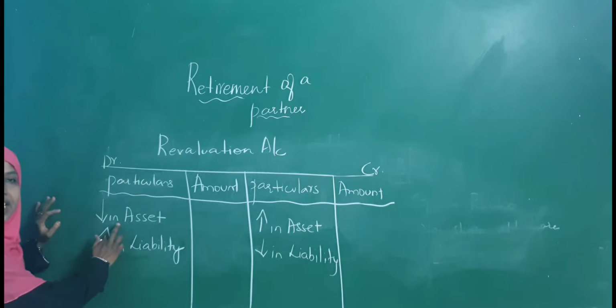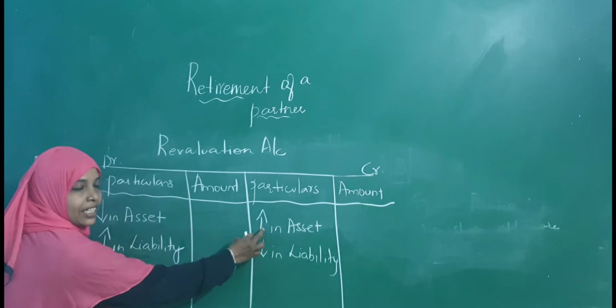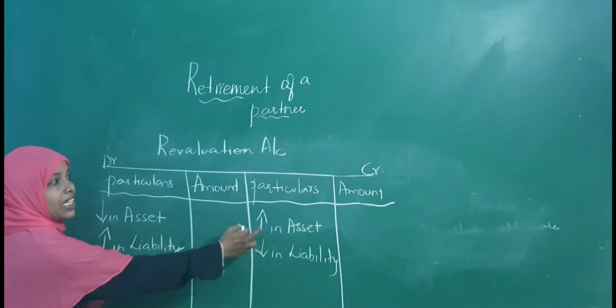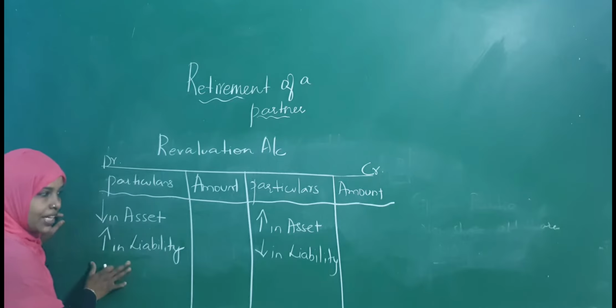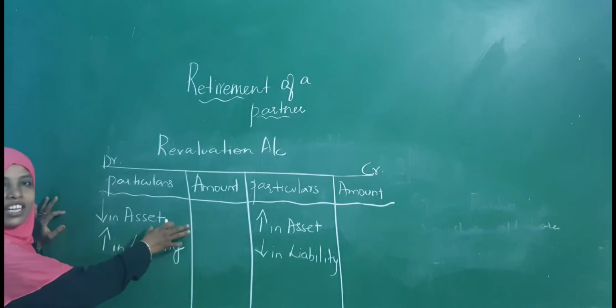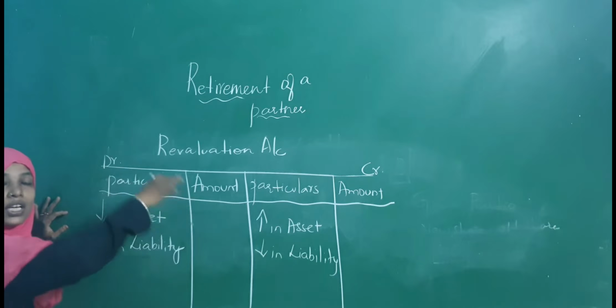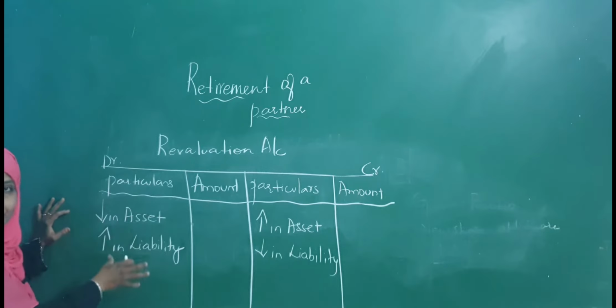What you have to take? Decrease in asset. All the depreciation will come in the debit side. Increase in asset. If there is any appreciation, you will take it in the credit side. Increase in liability, you will take it in the debit side. Decrease in liability, you will take it in the credit side. This format is very important when you do revaluation account, even in admission of a partner, even in retirement of a partner. I will repeat again.